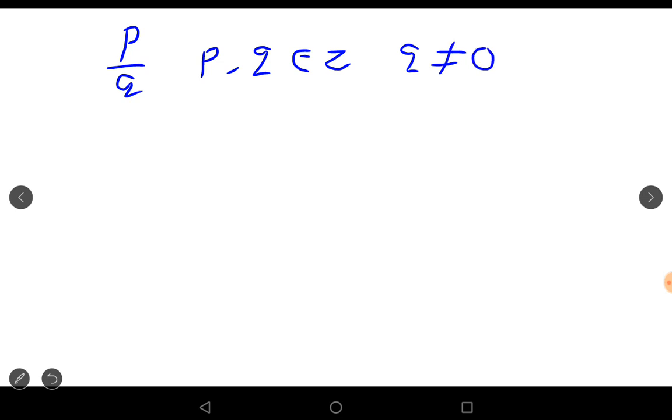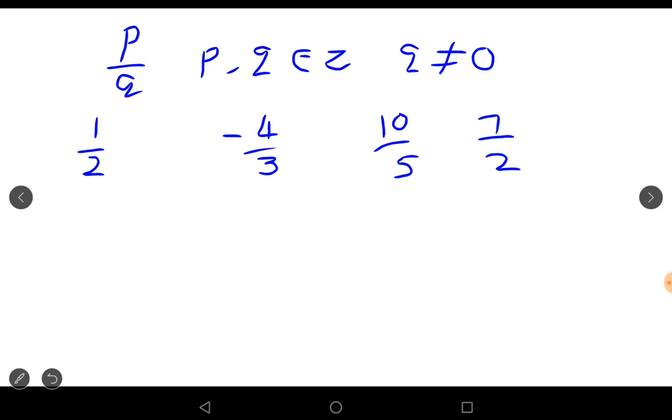First of all, what are rational numbers? Rational numbers are in the form of p by q. Here p and q both are integers and q not equal to 0. These are rational numbers. For example, 1 by 2, minus 4 by 3, 10 by 5, 7 by 2. These are all rational numbers.